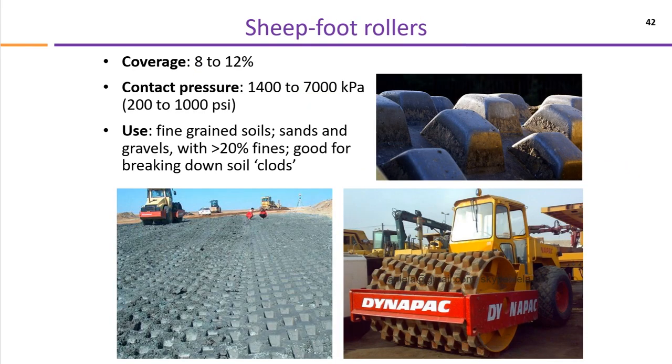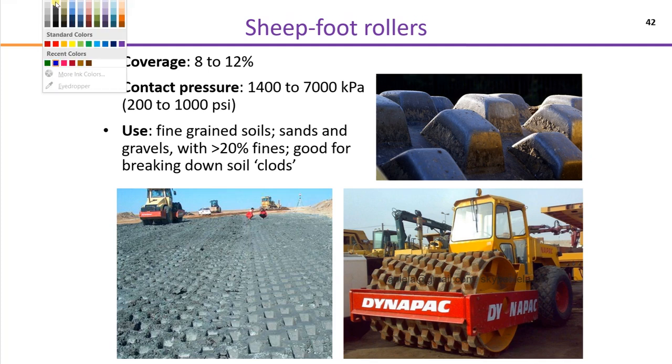Now the third type is sheep foot roller. Why do we call it sheep foot roller? If you look at the sheep, they have very small feet, and when the sheep are moving, the cattle are moving in an area, with the help of their feet, they are going to compact the area. So the idea comes from there, and that's why we have these projections.